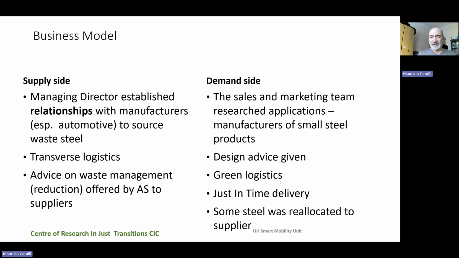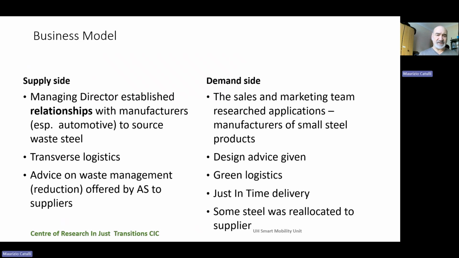I want to show you in practice how the network is created. The first step was that the managing director, who was called Phil, established relationships with manufacturers, such as a couple of organizations wasting steel, which happen to be car manufacturers. However, he also had to have a relationship with a logistics company, because you had to transport the steel. Again, in the circular economy flows, in practice, logistics and transport are a very, very critical aspect. Then they had to have a relationship with organizations that could use the steel. So he created a network.